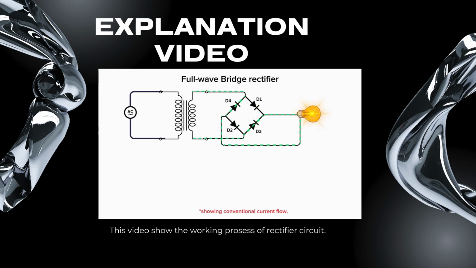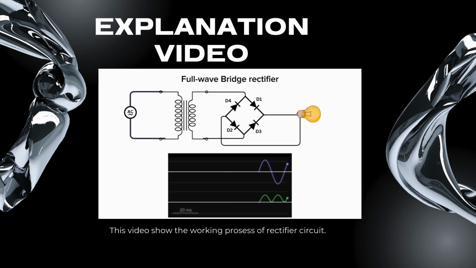During the negative half cycle of the AC input voltage, the diodes D3 and D4 become forward biased, while D1 and D2 become reverse biased. Again, current flows through the load in the same direction from the transformer to the load. As a result of this process, the output voltage across the load is always positive with respect to the ground, effectively converting the AC input into a pulsating DC output.